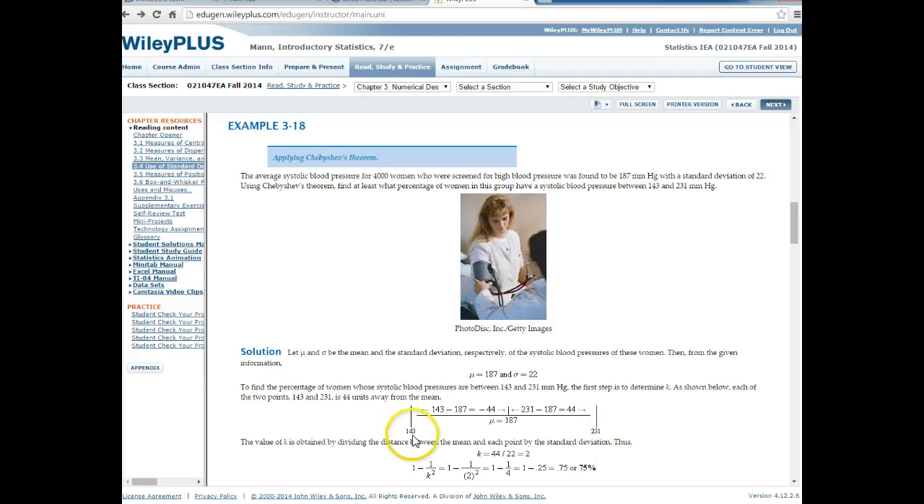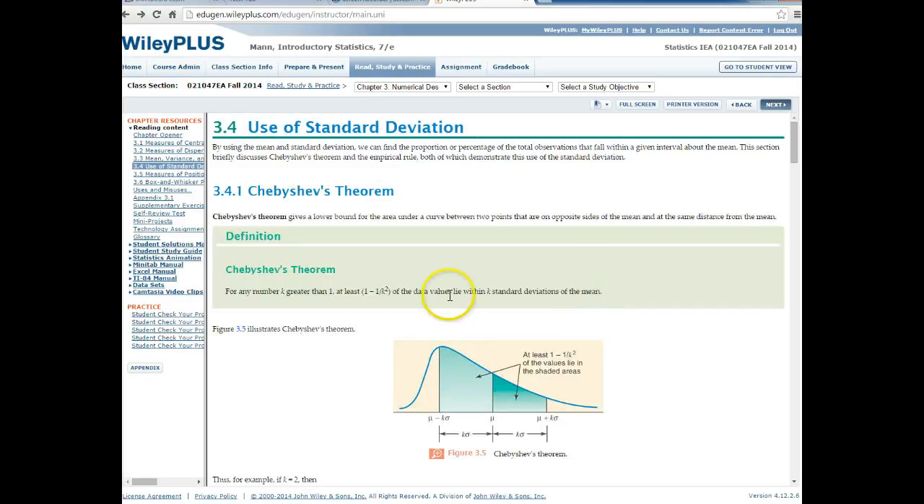Does everyone understand these two numbers? What are they? 143 to 231 is 2 standard deviations below to 2 standard deviations above. So Chebyshev is going to say that I can tell you at least some amount of the data is going to be in that range. The actual number comes from this formula here: 1 minus 1 over k squared.